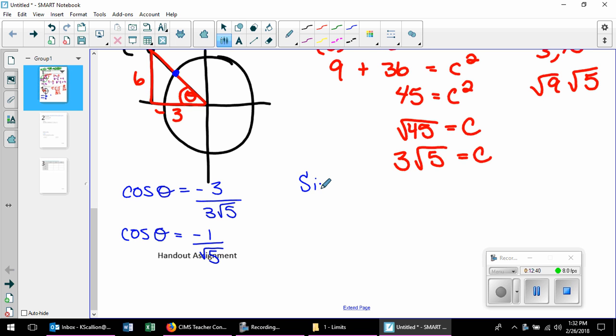And then sine theta is going to be 6 over 3 root 5. So sine of theta is equal to 2 over root 5. Should I make you rationalize them? No, you don't need to, and you don't do it on the provincial exam.